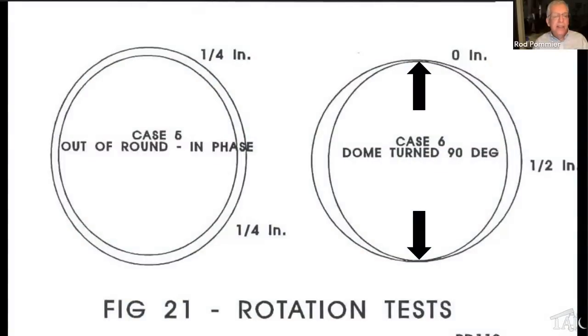So here's an illustration of that. The inner circle is the dome, the wall ring, and the outer circle is the dome support ring. And if you get these not quite circular, then when you rotate, you end up with contact points. And that happened a lot. It would scrape and grind.